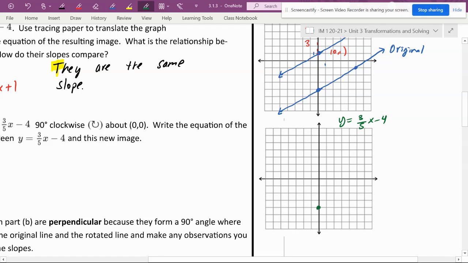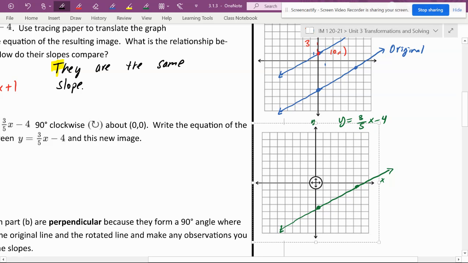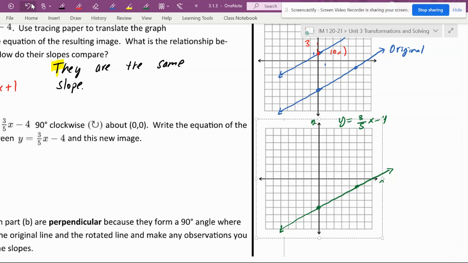So again, same thing. I'm going to go by ones on the x and the y axis. So up 3, 5 to the right. And again, that's my line right there. And then it says I want to rotate this about the center, which is right here. So the center is right there.